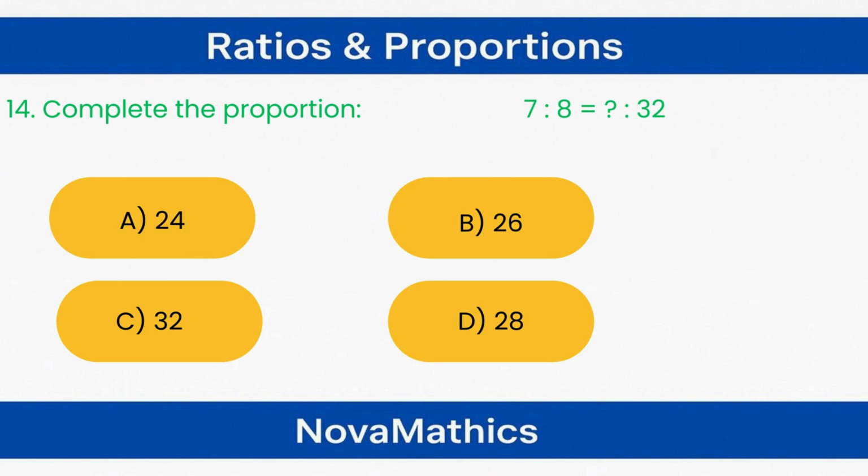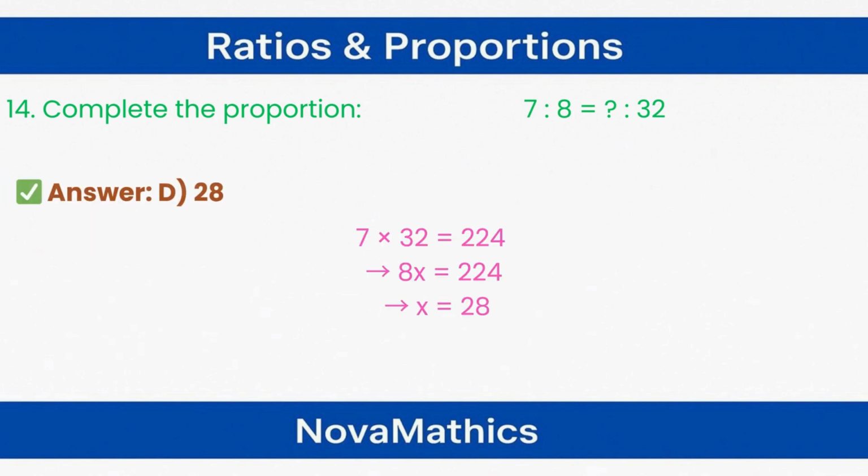14. Complete the proportion. 7 to 8 equals what to 32? Correct answer is 28. 7 times 32 is 224. Divide by 8. X is 28.